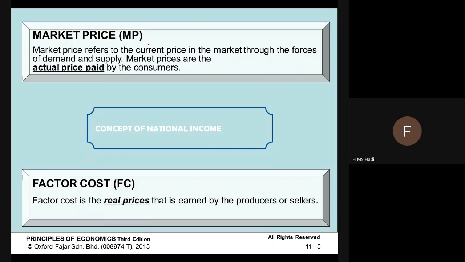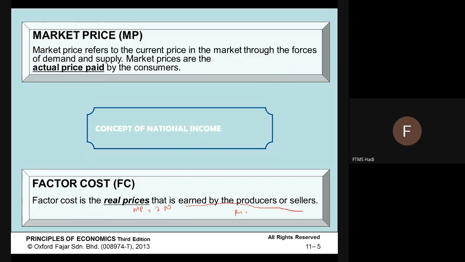Alright, factor cost. What is factor cost? Factor cost is the real price that is earned by the producers or sellers. Let's say the market price for vegetables is 2 ringgit. That means it's an average market price for vegetables sold in the whole country. But producers and sellers probably want to get some profit. Let's say they're selling at 2 ringgit 50 cent, which is the factor cost.